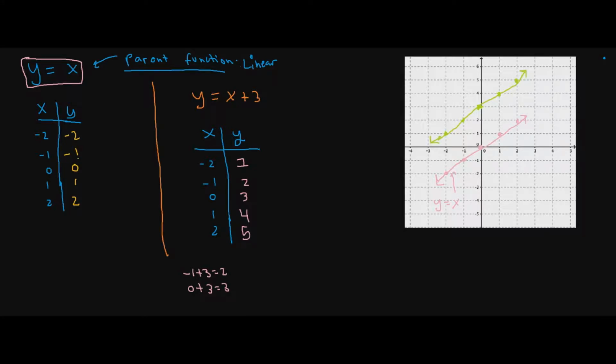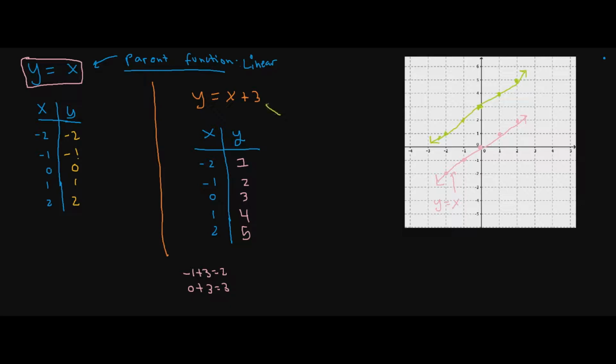And what do you notice? Well, we just took our parent function and all we did was just grab this and just moved it up 3 units, right? And that's where the plus 3 comes from. So you'll notice if I start at this point, I just go up 3 times, 1, 2, 3, and you see it clearly maps it right onto there, 1, 2, 3. And so that's basically what the plus 3 is doing.